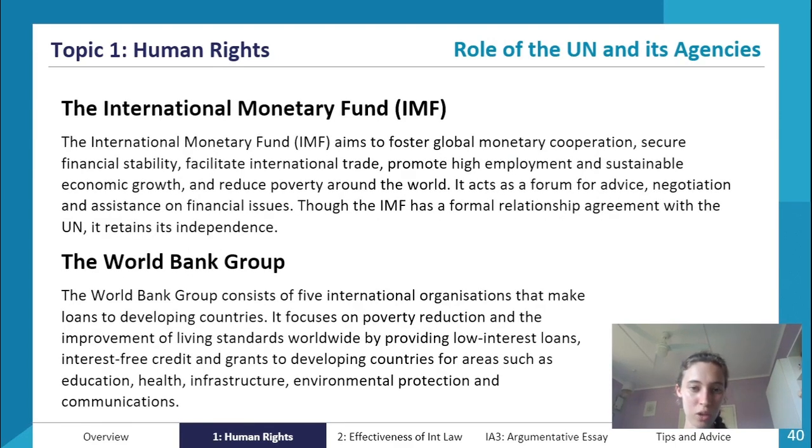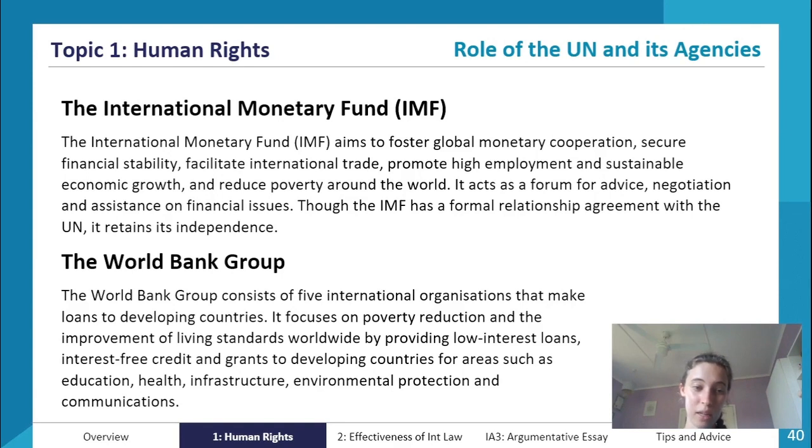The International Monetary Fund wants monetary cooperation, secure financial stability, and to promote those things that go along with that. So high employment, sustainable economic growth, and reduction of poverty as well. They give advice, and they negotiate, and they assist states on financial issues. It is independent, even though it does have that formal relationship with the UN.